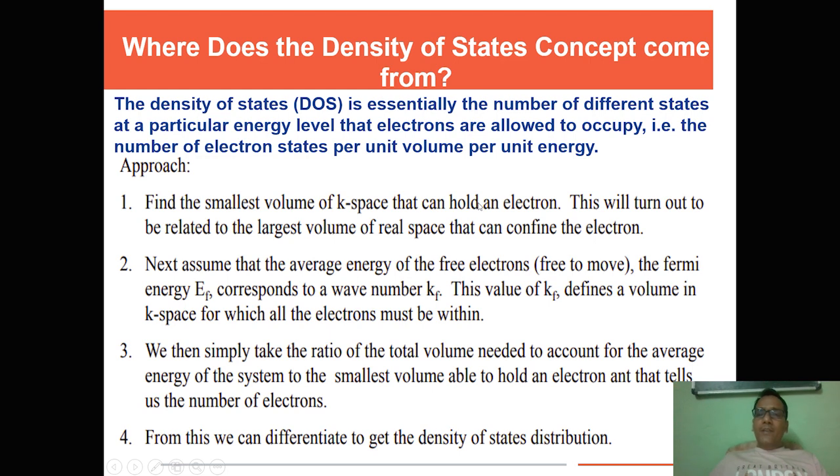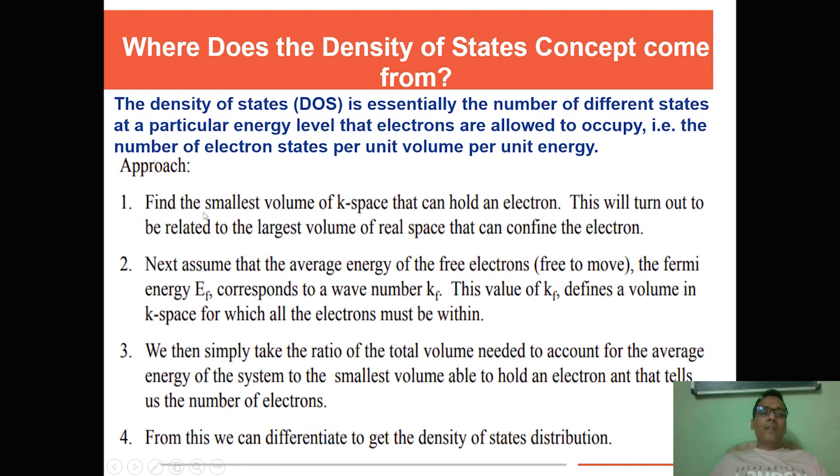So where does the density of states concept come from? Let's first include the definition. The density of states is essentially the number of different states at a particular energy level that electrons are allowed to occupy. Conceptually, the number of electrons per unit volume per unit energy is known as the density of states. So, in order to calculate the density of states, we follow the following approach.